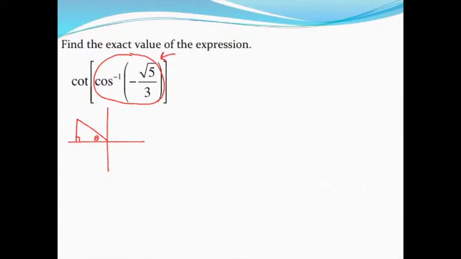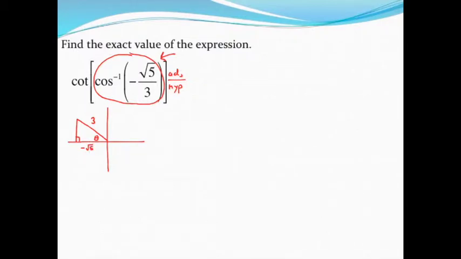So recall that cosine is really just the ratio of the adjacent side over the hypotenuse. So they're really just giving me two sides of this right triangle. Well, your hypotenuse side is always going to be positive, so that's got to be the 3. My adjacent side then must be negative, so the negative square root of 5 would go down here.